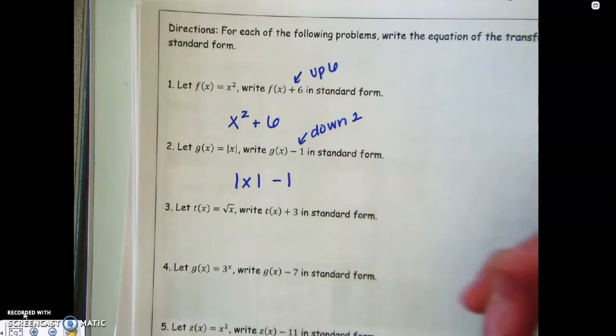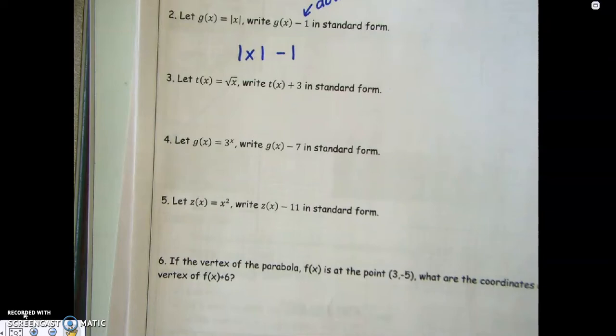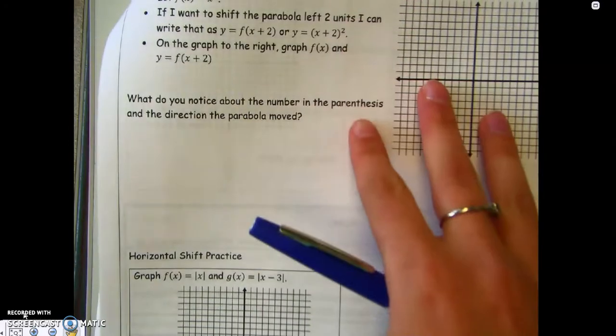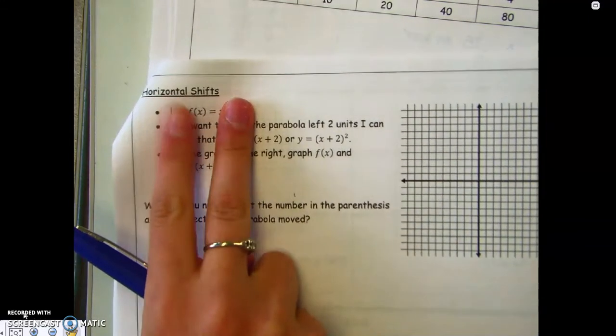So take a minute, and this is the practice for the vertical shifts, and then you're done with the vertical shifts. The next video will focus on horizontal shifts.